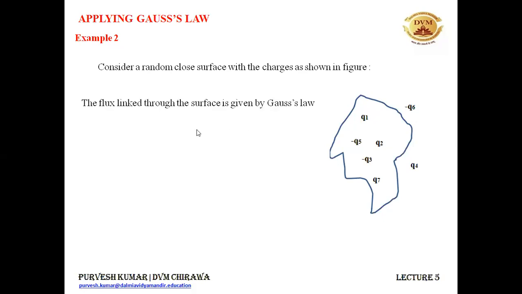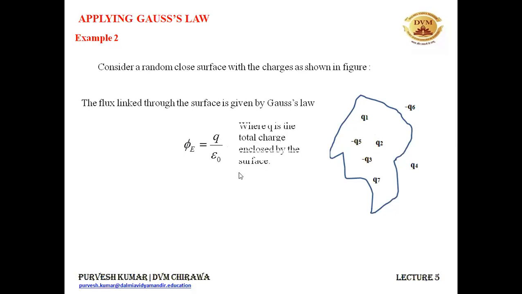The flux linked through the surface is given by Gauss's law, and it is equal to phi E is equal to Q upon epsilon naught. That is the formula of the Gauss law. We need to find this Q. And what is this Q? Sum up all the charges that are present inside the surface.